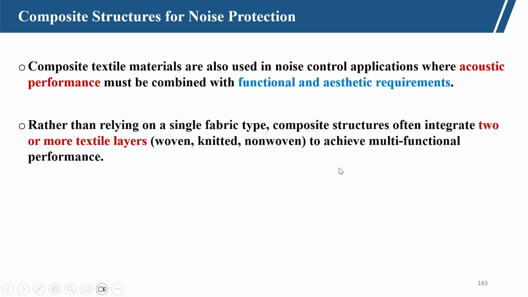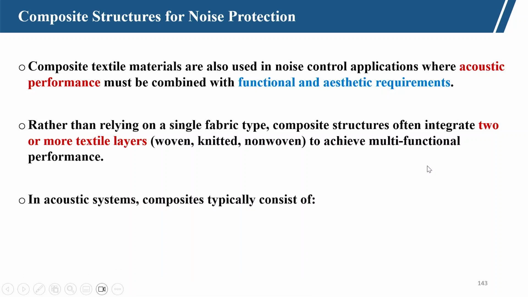Rather than relying on a single fabric type, composite structures often integrate two or more fabric layers like woven, knitted, non-woven. So, they are plied one over the other to achieve multifunctional performance, like acoustic with aesthetic, acoustic with strength characteristic or abrasion resistance. For this we need the composite structure.